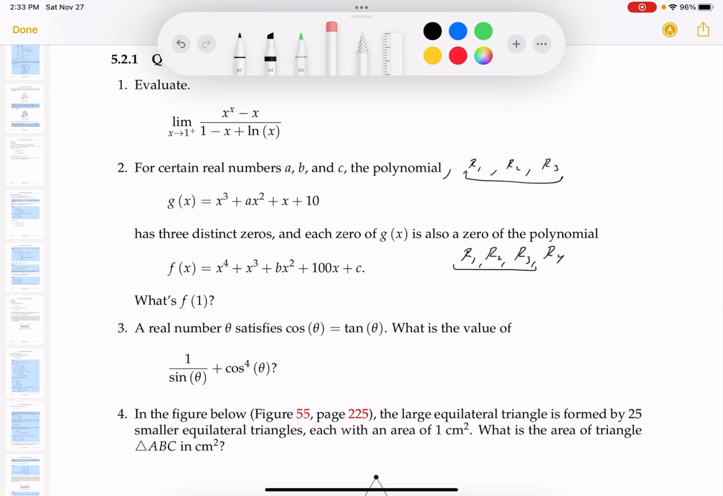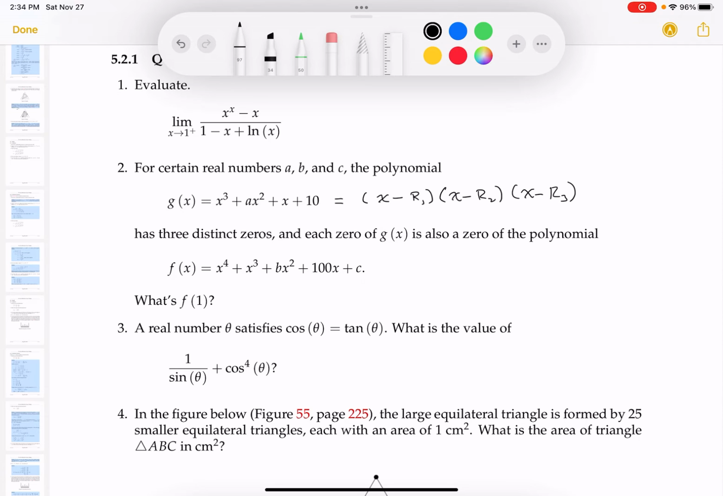These are shared. All right, so what do I know about this? And let me write this down. Now I'm going to erase this because I can keep that in the back of my mind. So I know that this guy over here, I'll write this down for you, is going to factor to x minus R1, x minus R2, x minus R3. And this one here is going to factor to x minus R1, x minus R2, x minus R3, x minus R4. Well, what I'm going to do is I'm going to divide f of x by g of x.